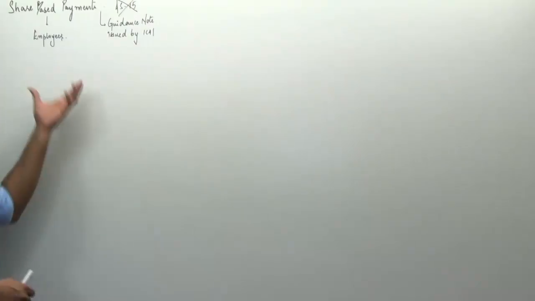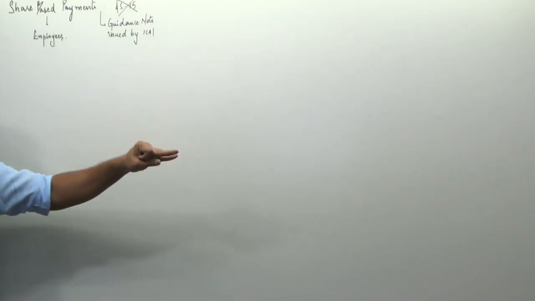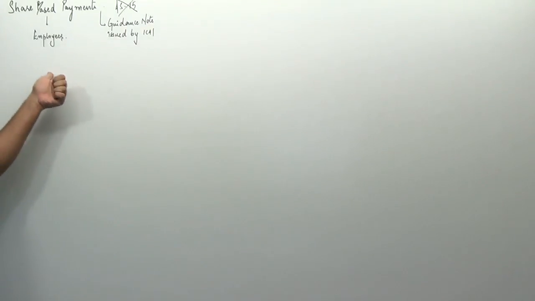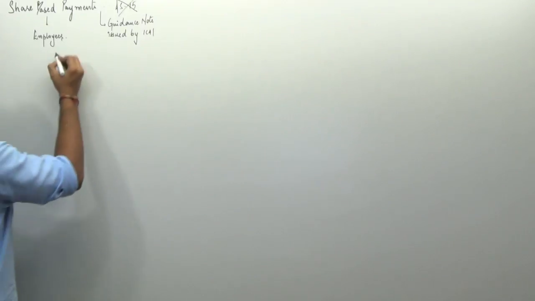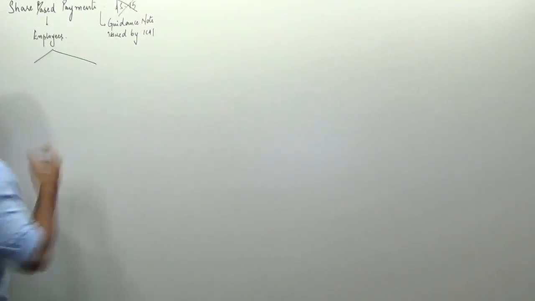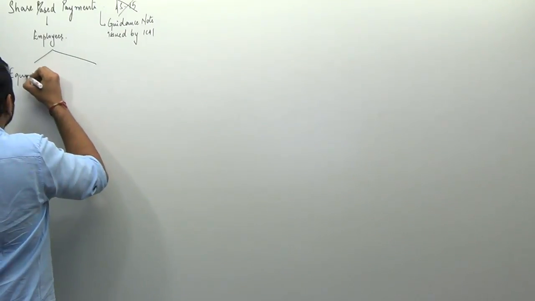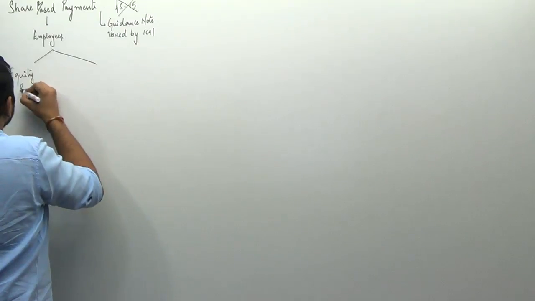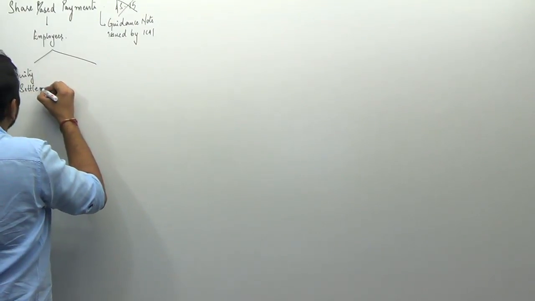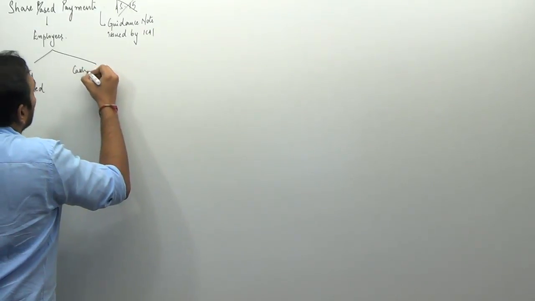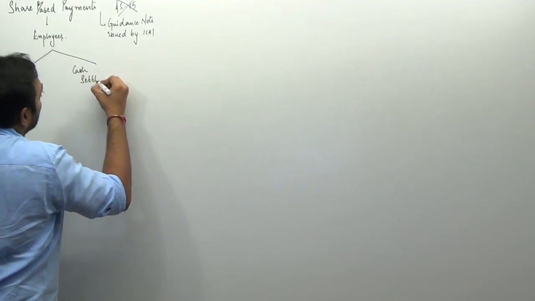There itself you need to understand that employees always look for share-based payments, and when a company allots them share-based payments, first, it reduces employee turnover. Second, it enhances or motivates an employee to increase their production. Got it? These share-based payments, I'll split into two types. One is called equity settled. The other one is called cash settled.